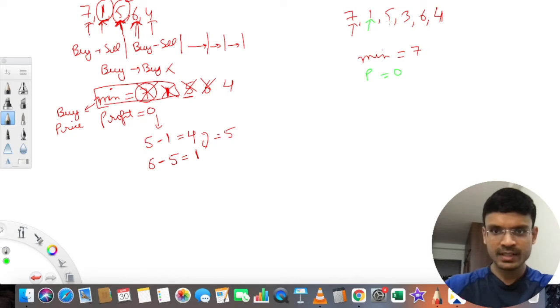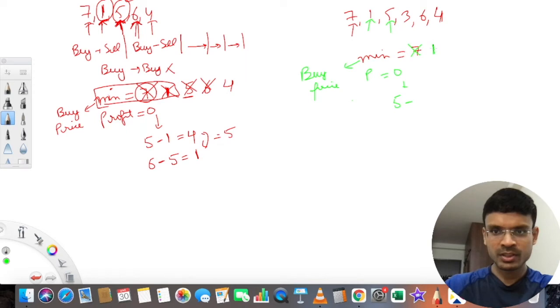Now we come to this index. The value is less than min, so it is updated as 1. Now we come to 5. It means that we can sell the stock at a price of 5. So the profit would be the current stock price, which is 5, minus the min value. Min value denotes the price at which we have bought the stock.